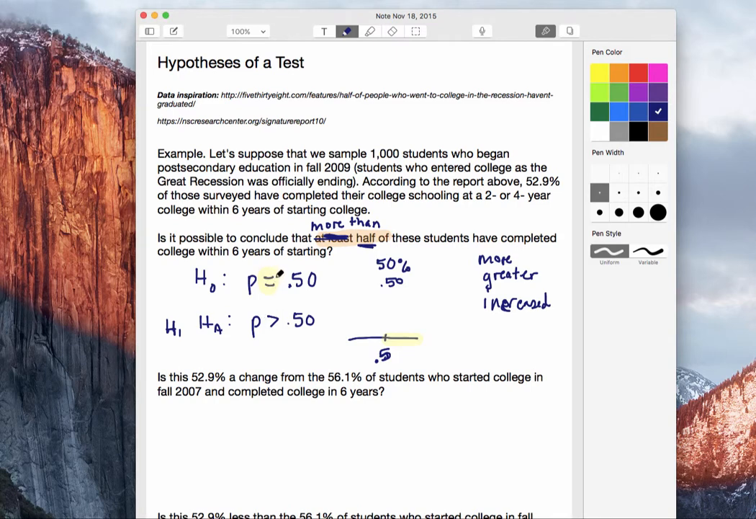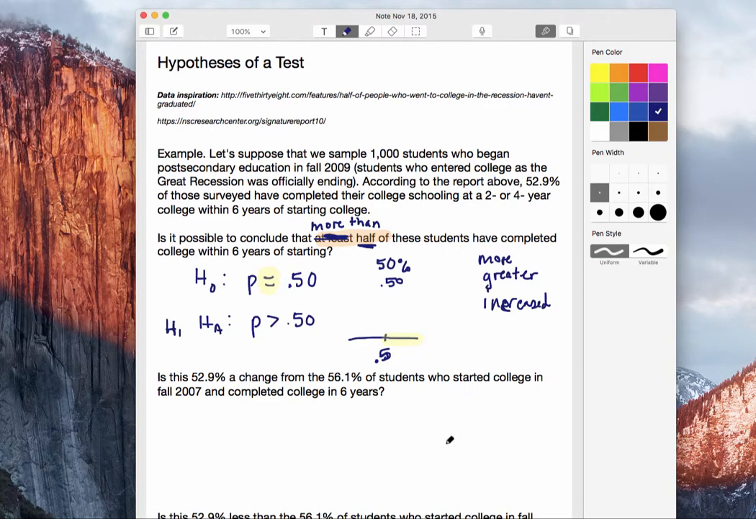You always put the equals in the null hypothesis, and then your alternative is some sort of greater than, or a less than, or maybe a not equals. And then finally, put your number, which you have read from the problem. Sometimes when we're working with proportions, you use the word half, and then it's implying 50%. Sometimes the problems will actually tell you more than 49.7%, and then you'd put that 49.7 over here.